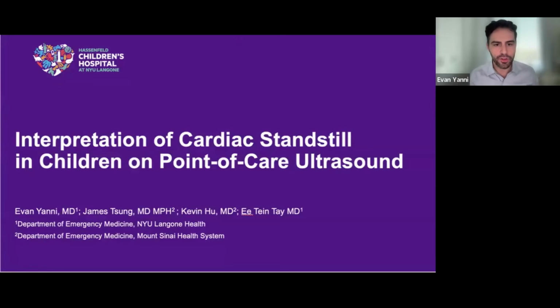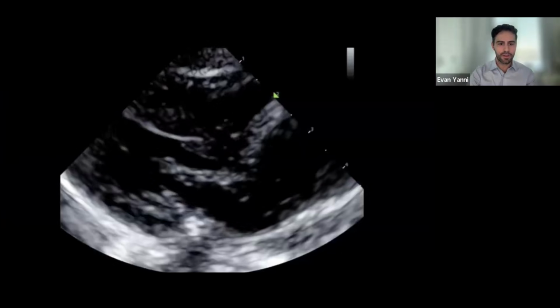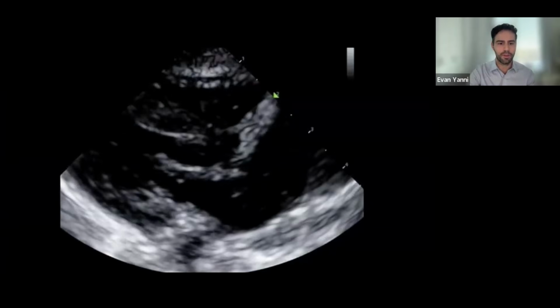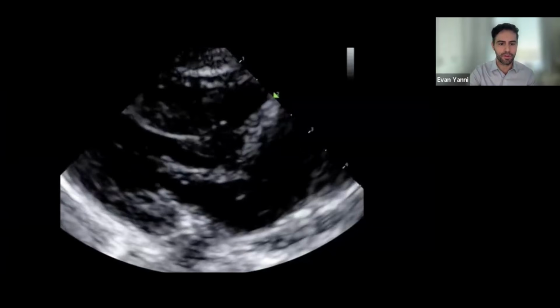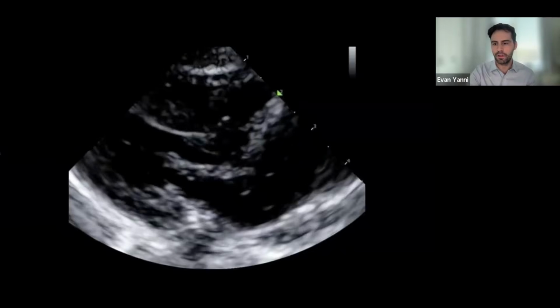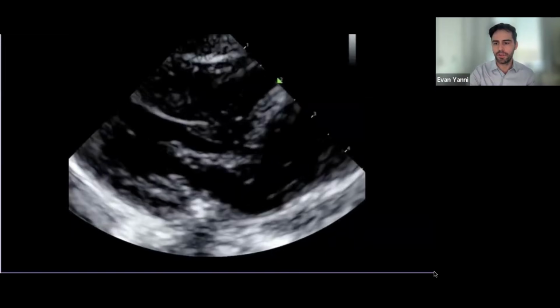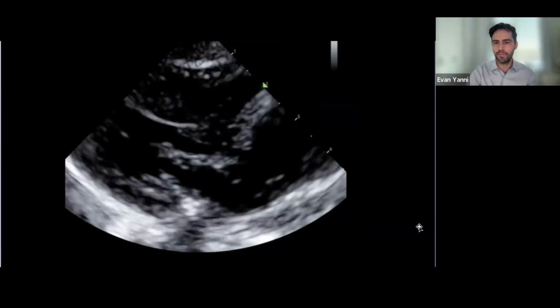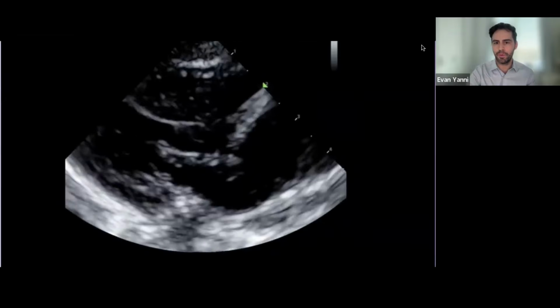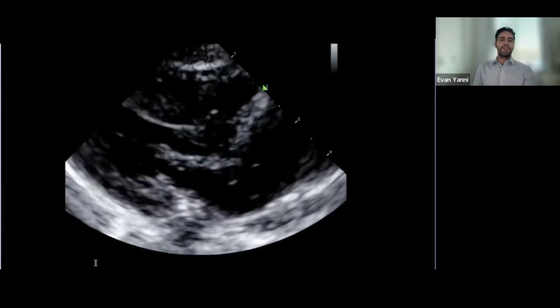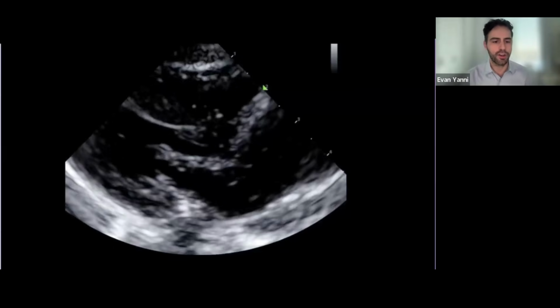So I have no disclosures, and like we said, the title of this paper was Interpretation of Cardiac Standstill in Children on Point-of-Care Ultrasound. So to begin, let's just start with a scenario. And let me just maximize this a little bit more so it doesn't get cut off.